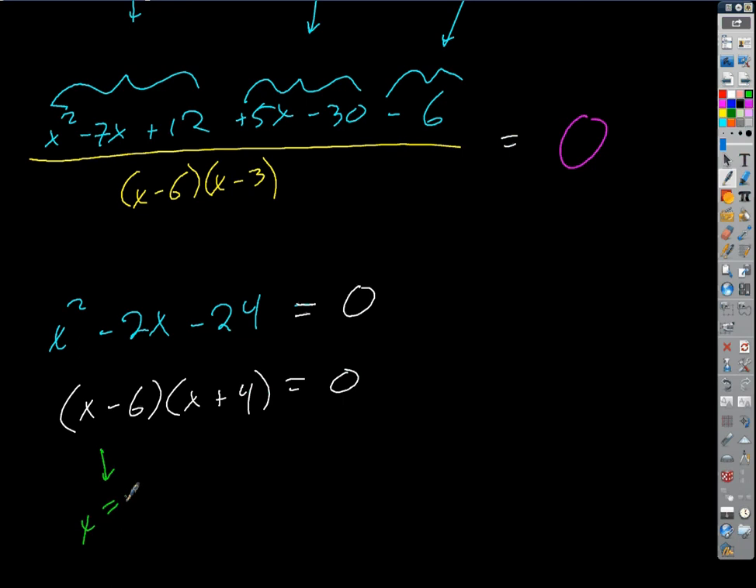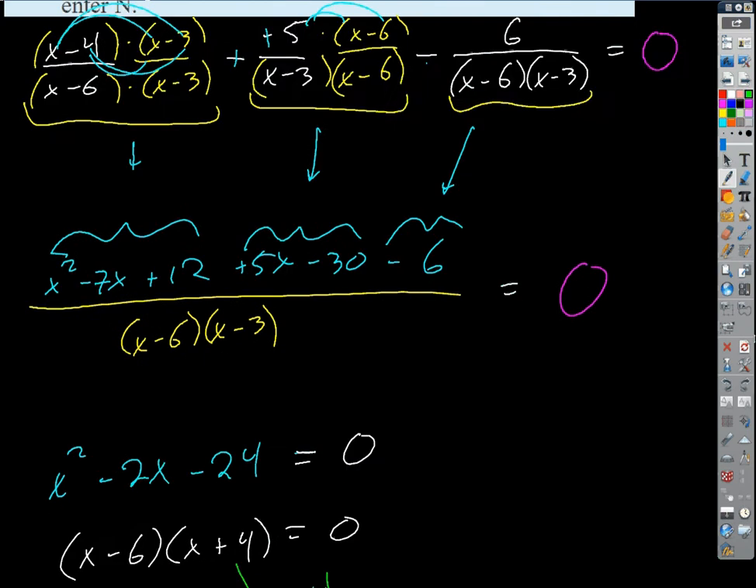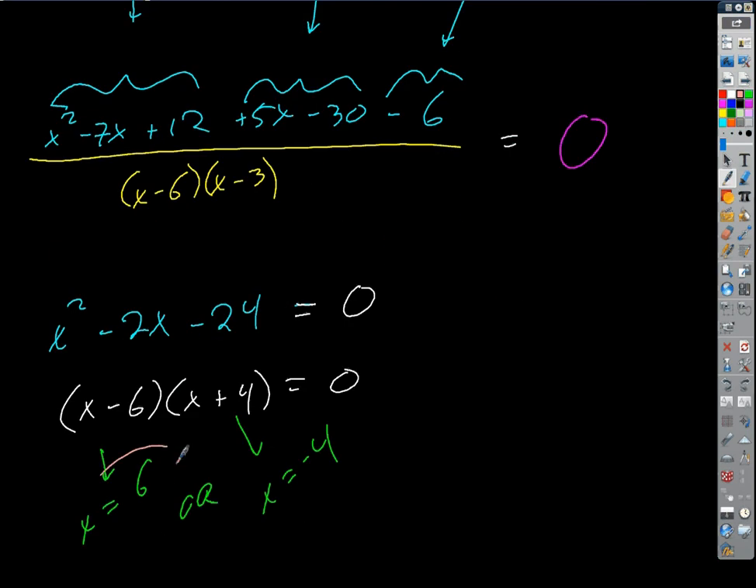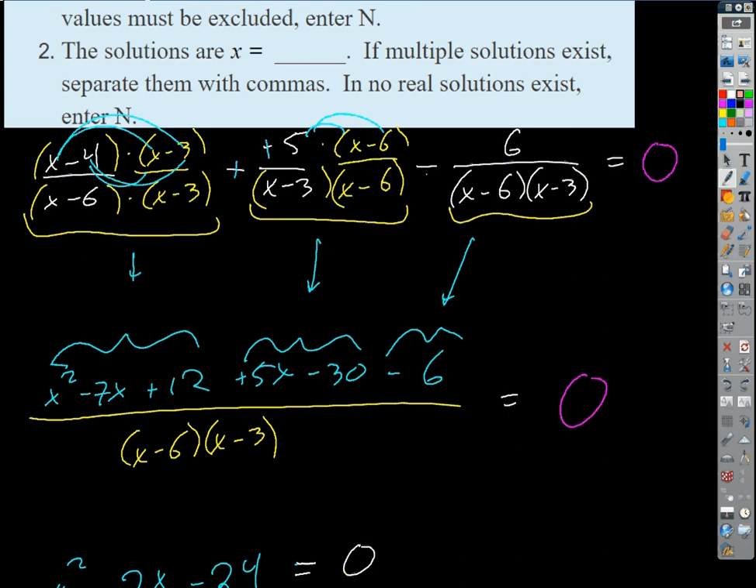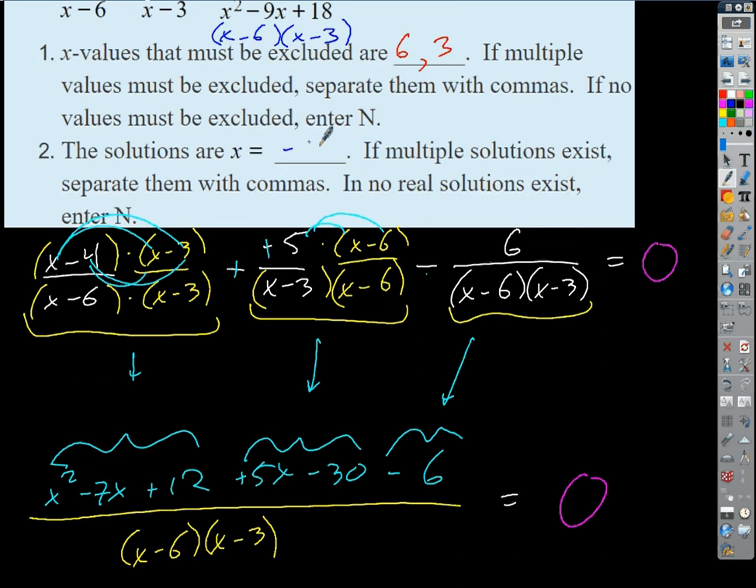Either x equals 6 or x equals negative 4, but it can't equal 6, can it? Right? So no. Negative 4 works, but we had to cancel that one, right? Okay, so we do get one solution. My solution is negative 4.